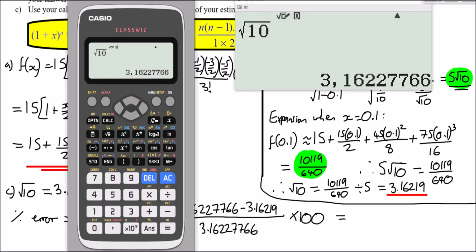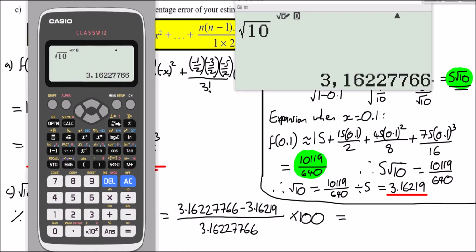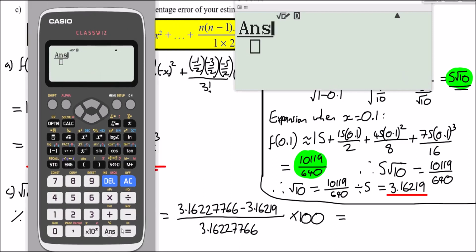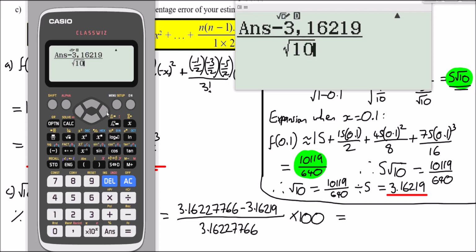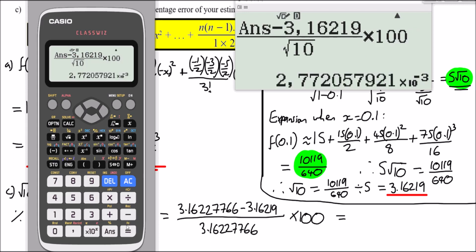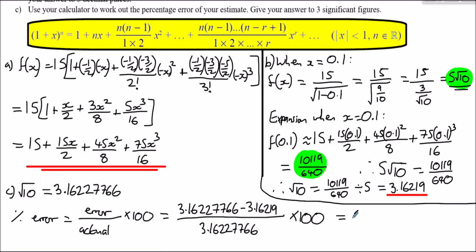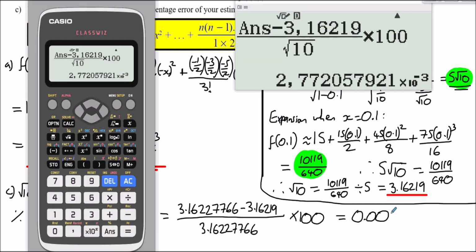So let's try this and see what we arrive at. Percentage error is that answer I've just got stored, minus the 3.16219 I got from before, divided by my answer for root 10, which I have stored, which I can type in as root 10 if I want to, and that multiplied by 100, not 1,000, will give 2.77 times 10 to the minus 3, and that's a percentage. So as an actual percentage, 10 to the minus 3 means 0.00, so it's going to be 0.00277%.